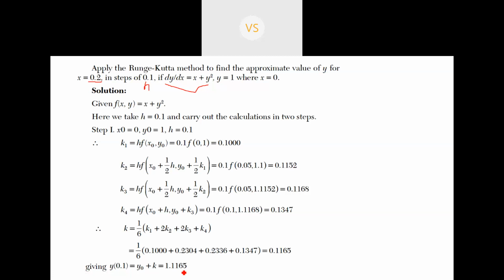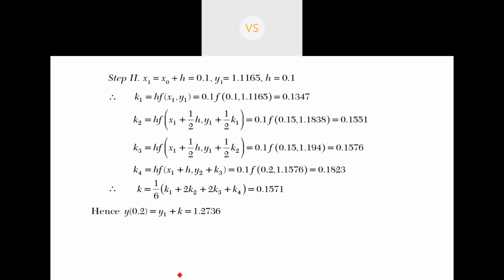Okay, now the step size is 0.1. You're asked to find out the value of y at x equal to 0.2. What we have found out now is the value at 0.1. Now the next step, step 2, you can see over here. Now x1 is equal to what? x0 plus h, which is 0.1, and y1 is 1.1165. This value we have just now obtained.